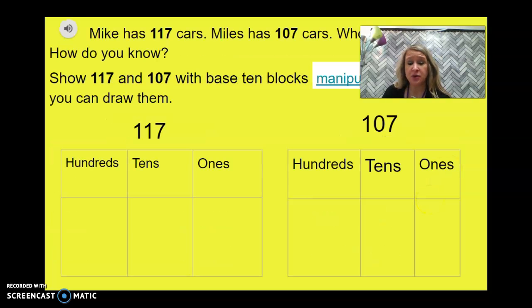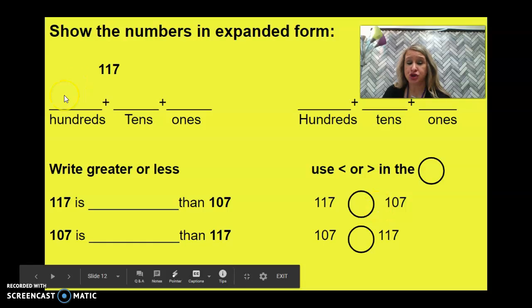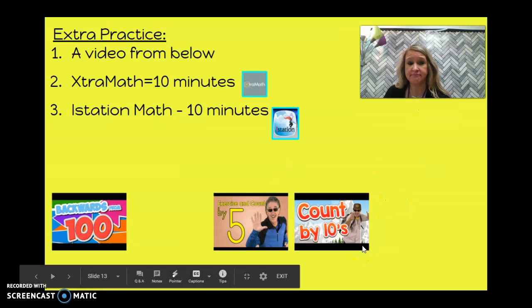Now you did the same thing with 117 and 107. You showed it with your base 10 blocks. Then you showed the numbers with expanded form. Then you wrote greater or less, or used the symbol greater than or less than.